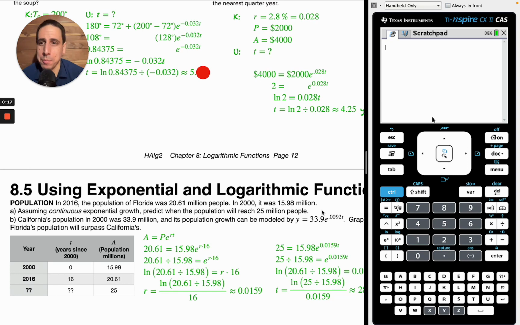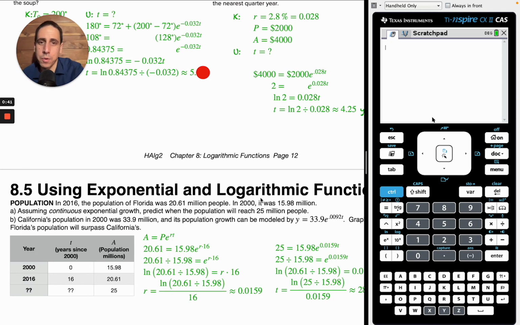Here's our first one. Population. In 2016, the population of Florida was 20.61 million people. And then in 2000, way earlier, 16 years earlier, it was 15.98 million. So you're assuming there's continuous, keyword, continuous exponential growth, predict when the population will reach 25 million people. Continuous growth means you use that APERT formula right here. You can write it down.